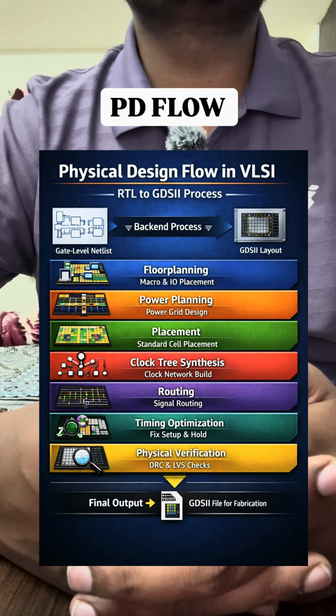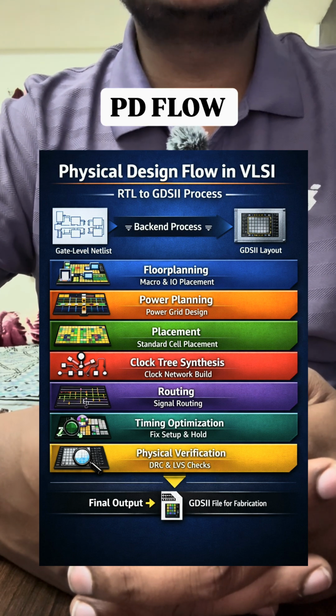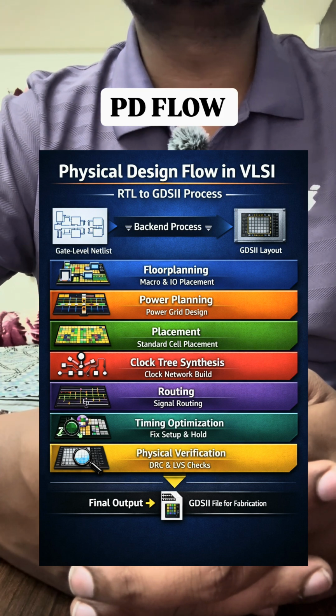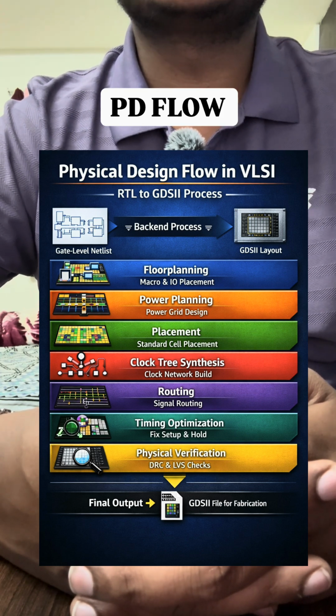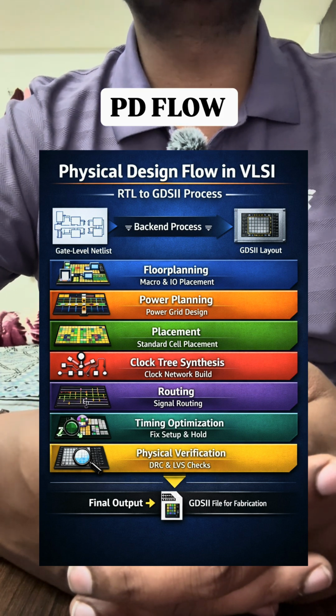This entire flow focuses on meeting timing, power, and area targets while ensuring the chip can be successfully manufactured. This is the overall physical design flow in brief.